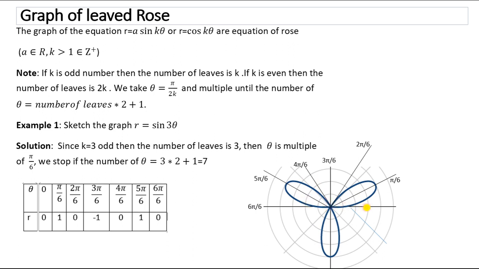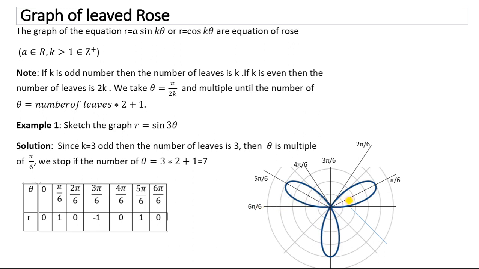If theta equals 0, the distance is 0, this point. If theta equals pi over 6, the distance is 1. If theta equals 2 pi over 6, the distance is 0. If theta equals 3 pi over 6, this line, the distance is minus 1, negative, on the opposite side there. If theta equals 4 pi over 6, 0. 5 pi over 6, positive 1, there. 6 pi over 6, 0.